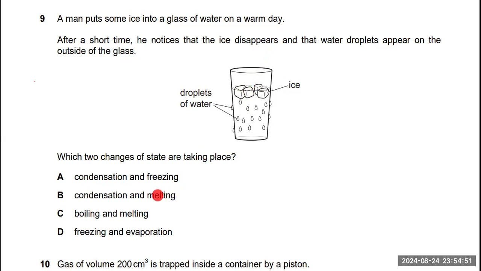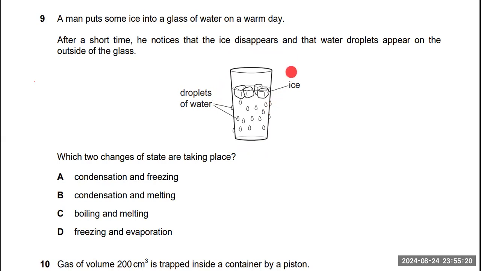That is why ice starts to melt. So this is melting. You can see B and C contain melting, but you have to check another option also, about drops outside the surface. In that case, the water vapor that is available in air becomes condensed and starts to convert into the liquid phase due to the condensation process.